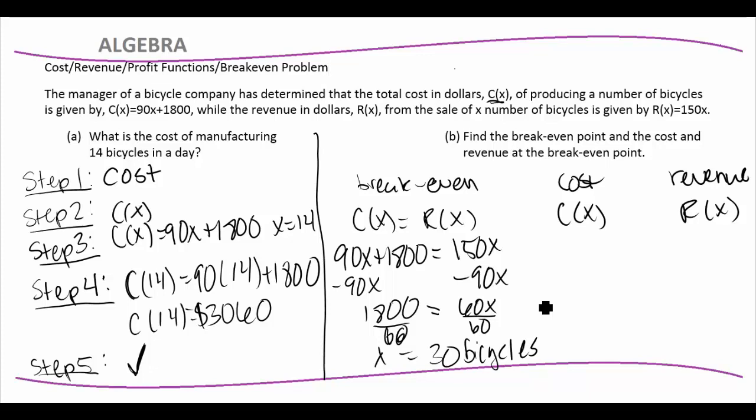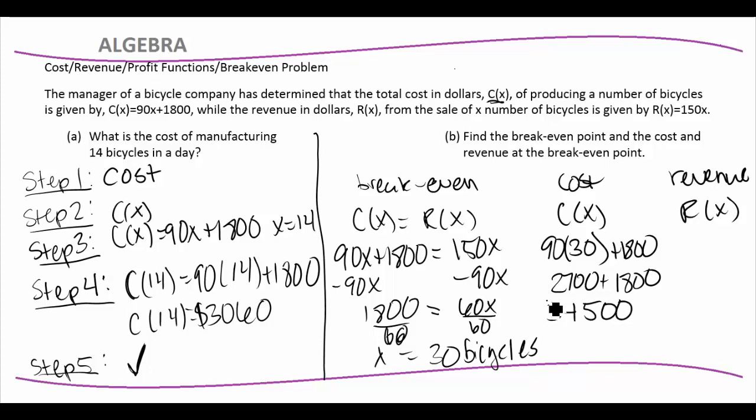And so now we're going to find the cost and revenue at the break-even point. We've already determined what we were looking for and assigned them variables. So now let's just plug into their formulas. So we have cost is going to be 90 times 30, which is our bicycles, plus 1800. And this gives us 2700 plus 1800, which is $4,500. That's how much it's going to cost us to manufacture 30 bicycles.